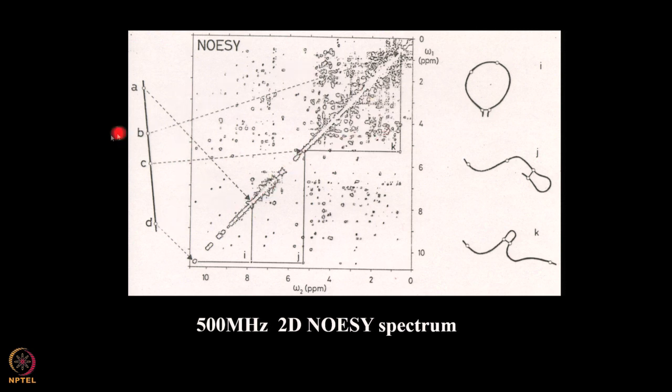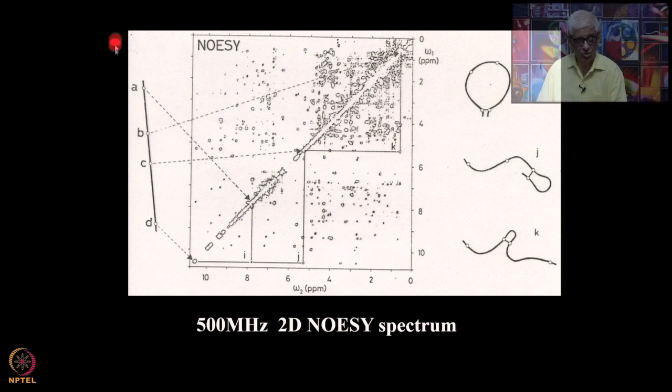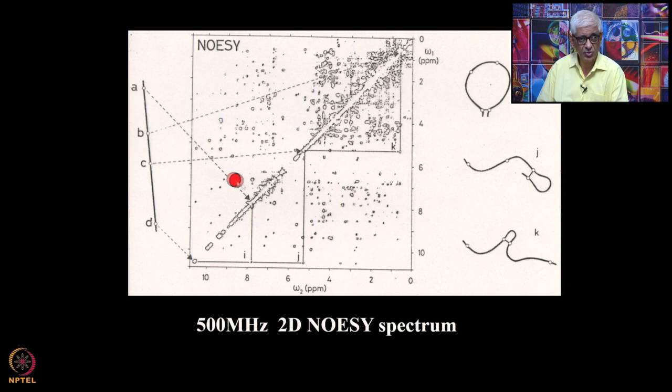Suppose you have a polypeptide chain which is going like this, and you have A, B, C, D protons here, and the A proton chemical shift is here, the B proton chemical shift is there, C proton chemical shift is here, and D proton chemical shift is here. Notice we have already identified the chemical shifts of the individual protons through the sequential connection procedure. Okay. So, now we show which ones are where.